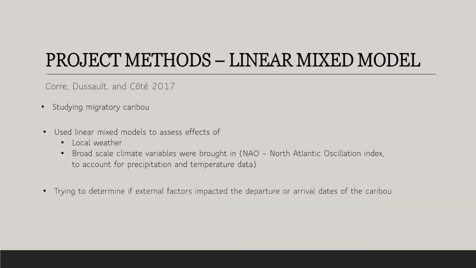So pulling in the wind turbine data, I will be using a linear mixed model. So as I mentioned, I found 4 different studies using these models. One studying migratory caribou pulled in local weather and broad climate variables, and they were looking to see if these external factors impacted the departure or arrival date. So I want to do the same thing with my Monarch observations. They used GPS collar data, but I will be relying on my citizen science data.